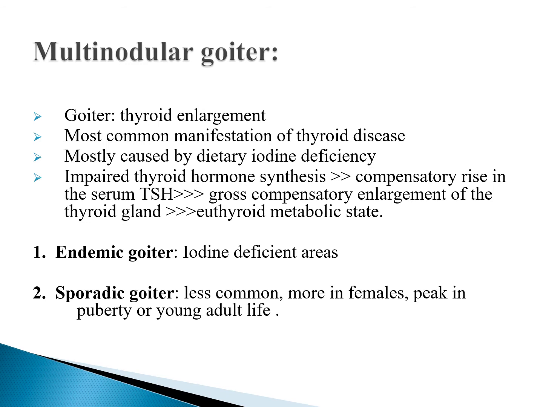The cause in endemic areas is iodine deficiency. But in areas with iodine sufficiency, in which there is no iodine deficiency, we call it sporadic goiter. This is less common, and it's more seen in females with a peak in the puberty or young adult life.